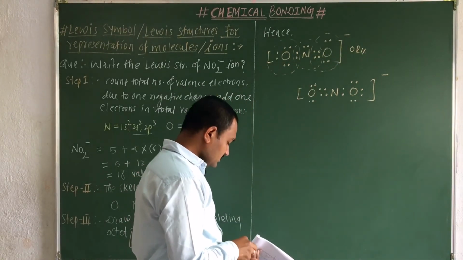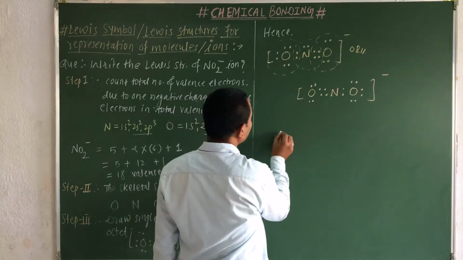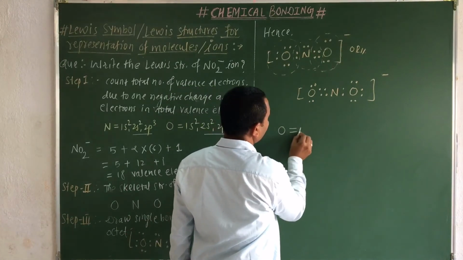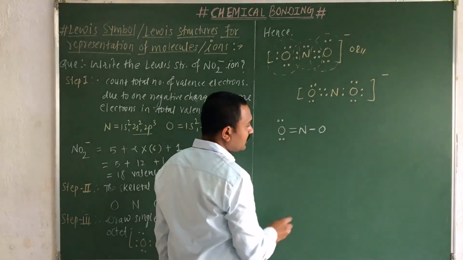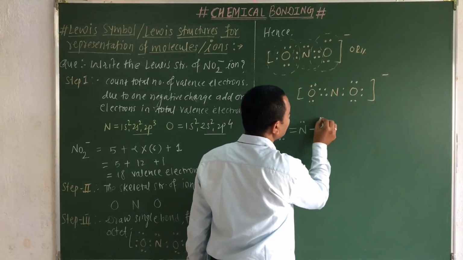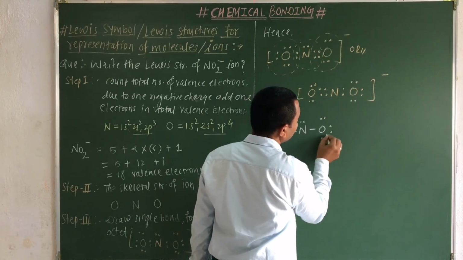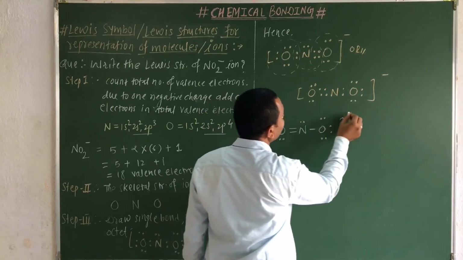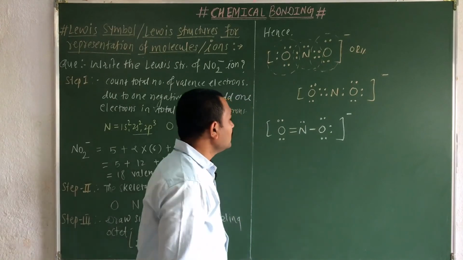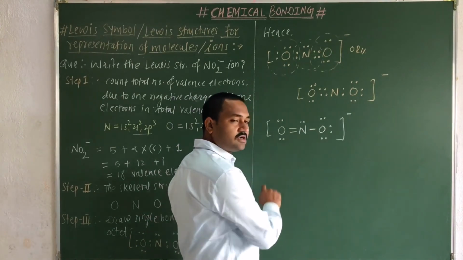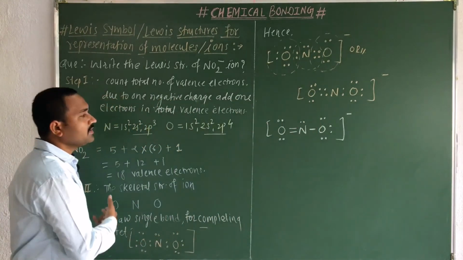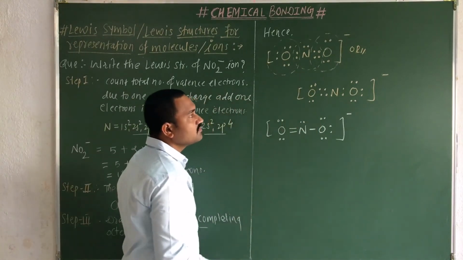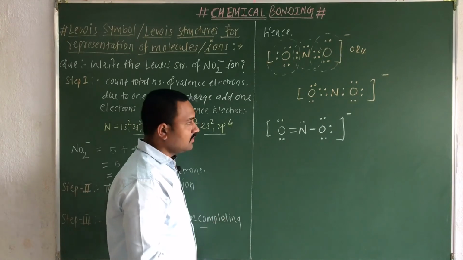So if I consider the dash formula for this, it will be like this: O double bond N, single bond O. It will have 2 lone pairs, nitrogen will have 1 lone pair, and this oxygen will have 3 lone pairs along with the negative charge. So this is the structural dot formula for your NO2 minus ion. This is a very simple application of the steps we have applied here. Now let's go to the next example.